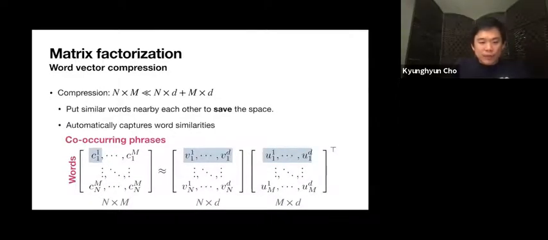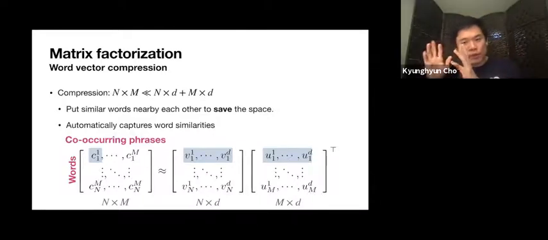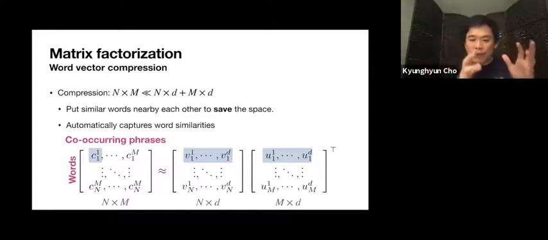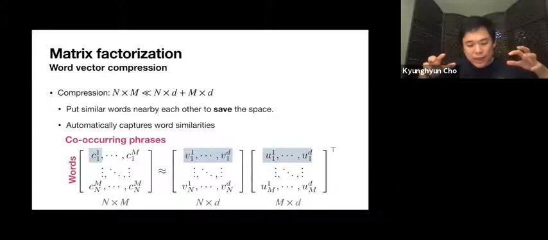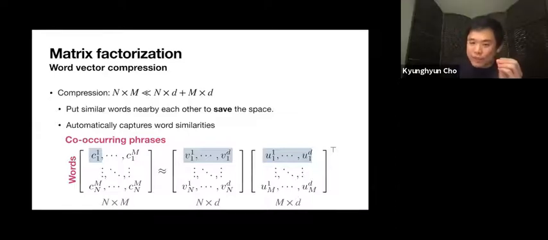Now, it turned out that this matrix factorization technique compresses the word co-occurrence matrix by putting similar words and similar co-occurring phrases nearby in this much more compact d-dimensional real-valued space. This is how the whole idea of matrix factorization compresses this very large sparse co-occurrence matrix. In other words, compression is how we automatically capture the similarities among different words.